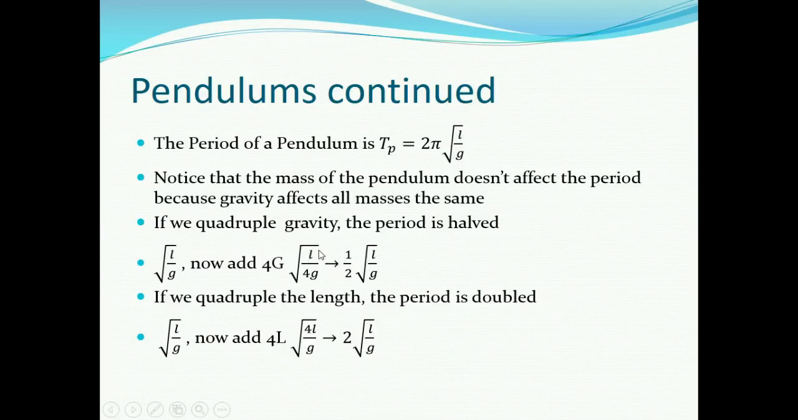So this is how you do analysis on problems where they don't give you numbers, but they just tell you gravity was 1/2, or gravity was doubled. You just plug it in, and then you compare it with what it was originally. So this is how you do it.